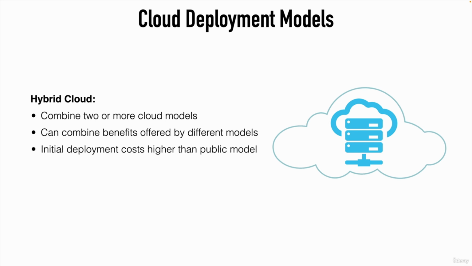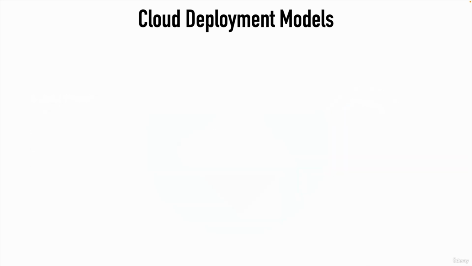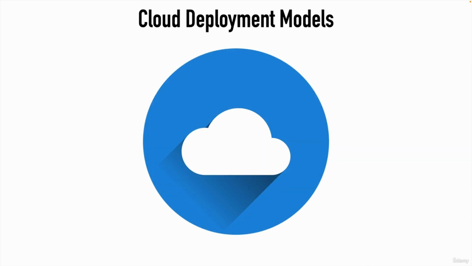The initial upfront cost is going to be higher than a public cloud model, and the implementation can be somewhat complex, requiring that we make sure we choose private cloud hardware that is compatible with public cloud infrastructure. So that's a look at the essential characteristics of cloud computing as outlined by NIST, along with the 4 deployment models: private, public, community, and hybrid clouds.